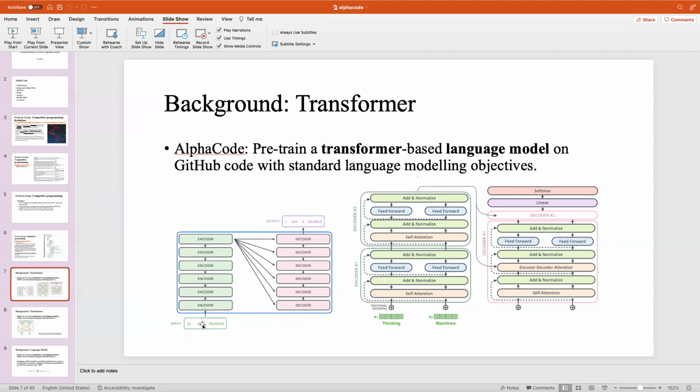So briefly speaking, a transformer has an encoder. It could have multiple encoders as a stack, and also multiple decoders as a stack. When you input a sequence into the encoder, it will generate a sequence from the decoder. And what's inside the encoder and decoder in the transformer is that the key part is the self-attention.